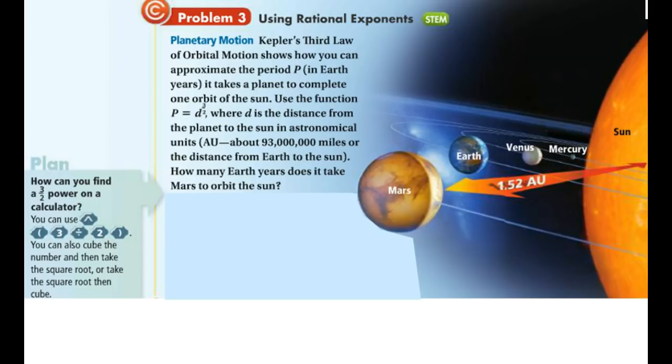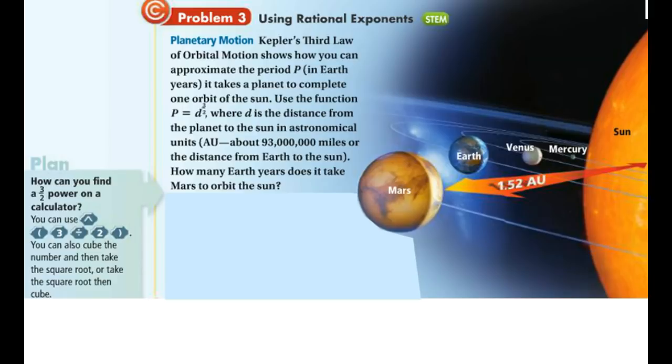Example 3 gives us the opportunity to apply our knowledge of rational exponents. So let's read this together. Kepler's third law of orbital motion shows how you can approximate the period p, in Earth years, it takes a planet to complete one orbit of the Sun. Use the function p is equal to d raised to the 3/2 power, where d is the distance from the planet to the Sun in astronomical units, AU for short, which is approximately 93 million miles, or the distance from the Earth to the Sun. How many Earth years does it take Mars to orbit the Sun?